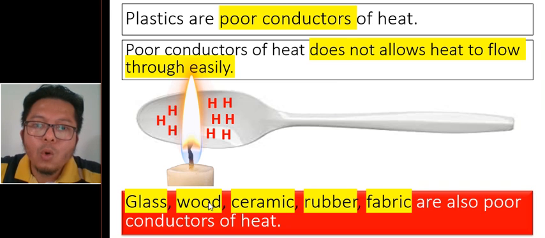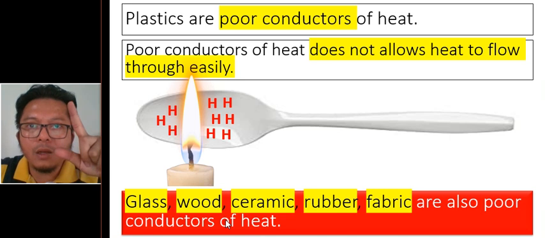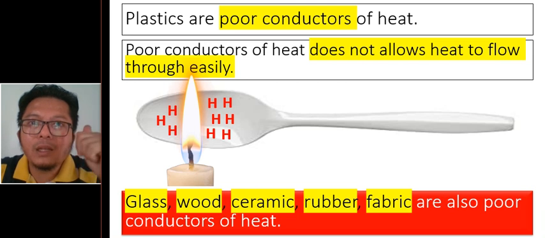Glass, wood, ceramic, rubber, fabric and plastic are also poor conductors of heat. Now remember, this is easy. 7 materials. Metal, good conductor of heat. Glass, wood, ceramic, rubber, fabric and plastic are poor conductors of heat.